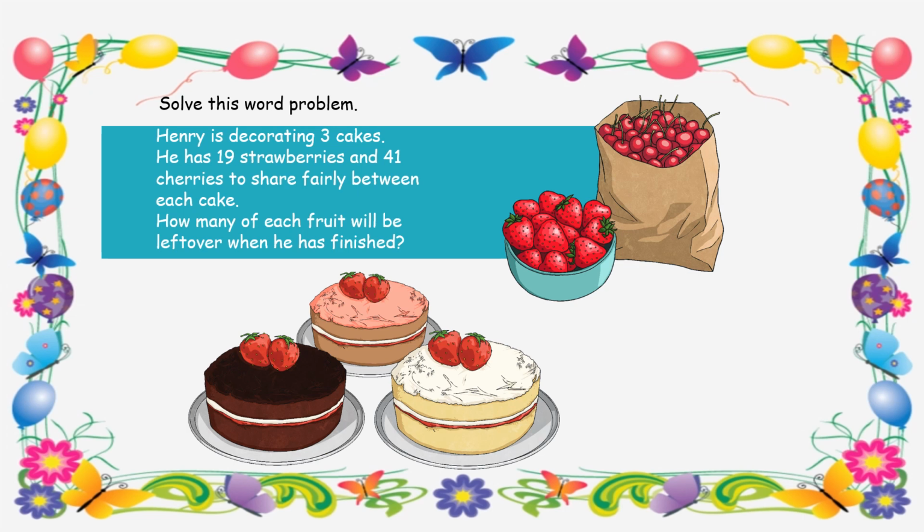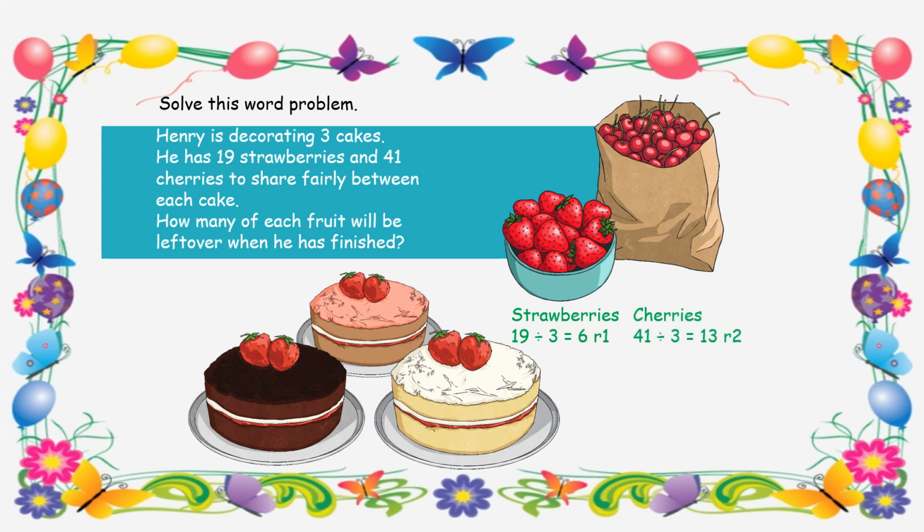Welcome back. Let's see if you've solved it correctly. So I know that 19 divided by 3 is 6 remainder 1. How did I get this? I know that in 19 I have 6 threes because 6 times 3 is 18. 18 remainder 1. So 19 divided by 3 is 6 remainder 1.